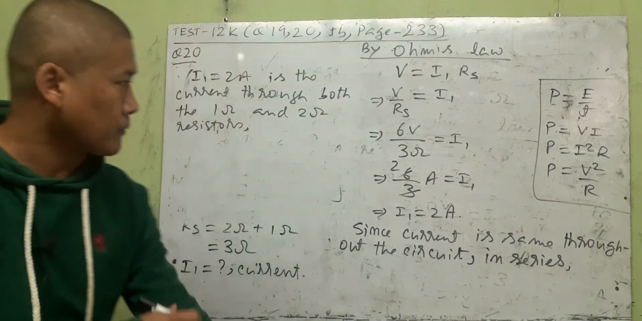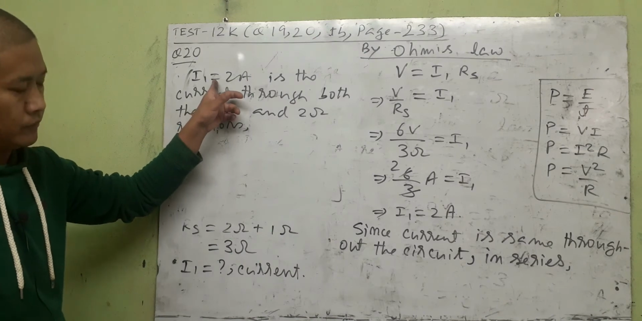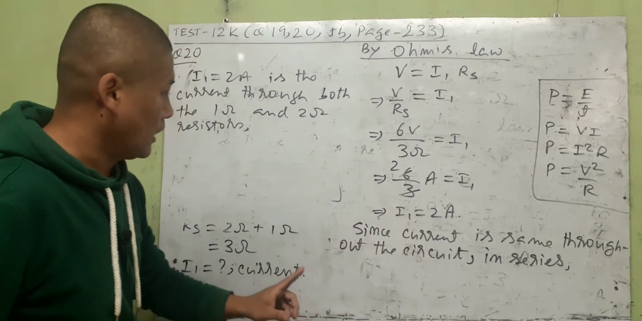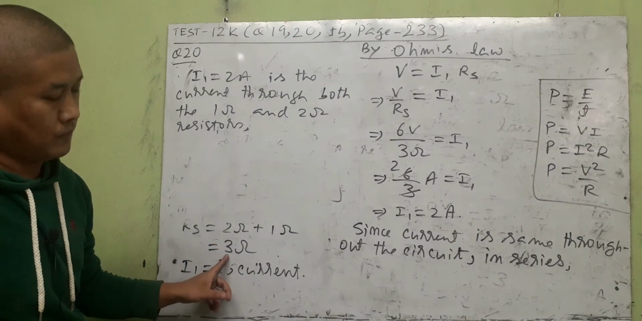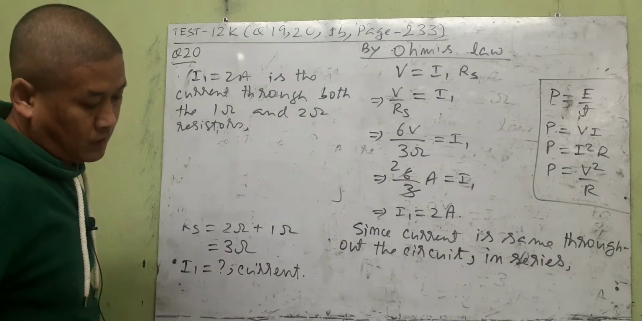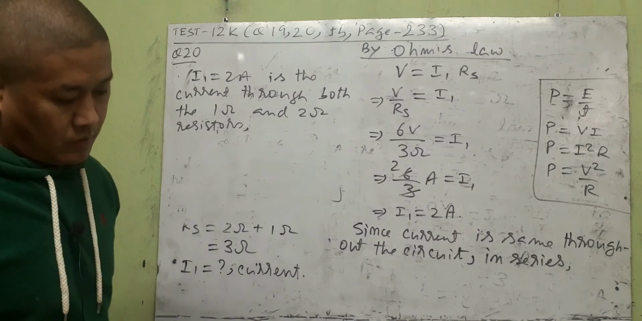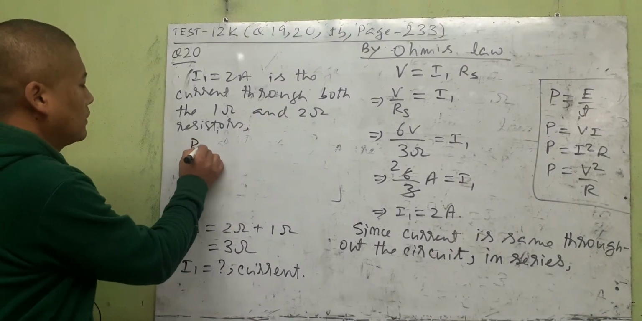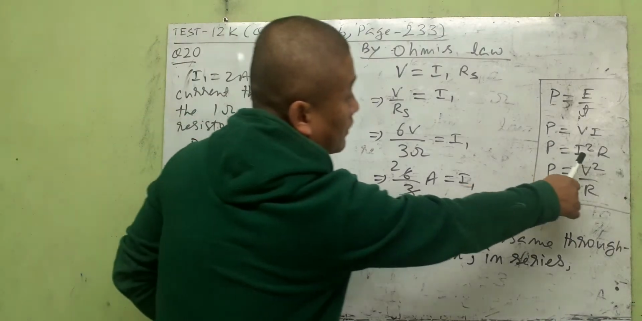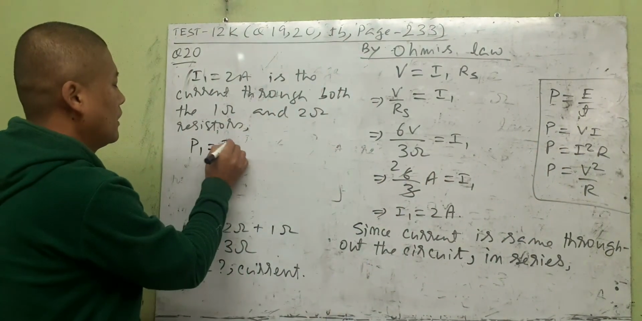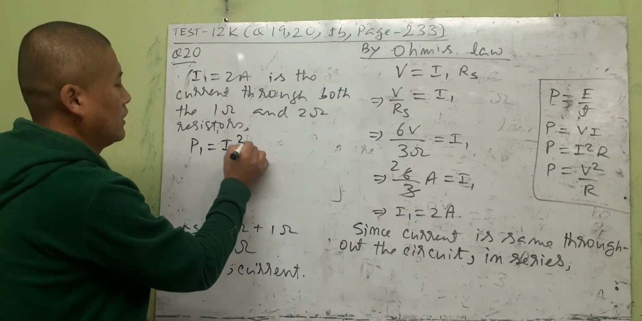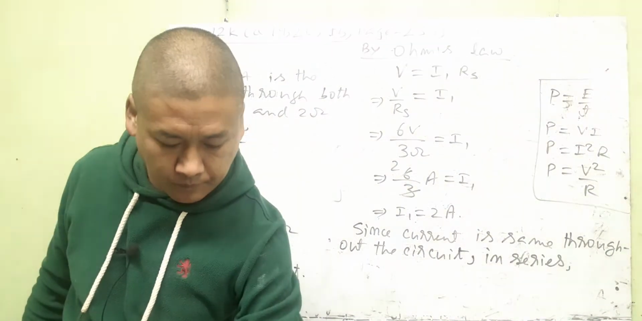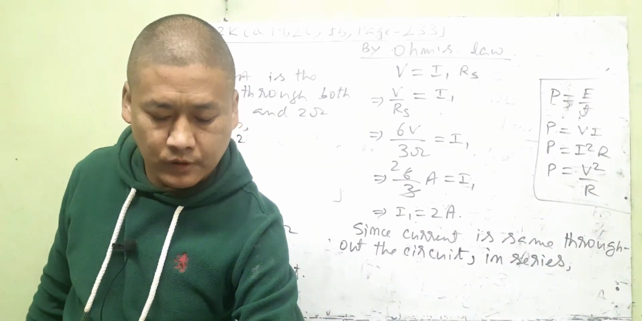So here, I is there, right? Then R is also there. See, RS, 3 ohm. So we can use that. So let us use through the 2 ohm. So P1 is equal to, we're going to use the appropriate one, I square R. In this case, I1 square. And the R we're going to use is, go back to question, see, power in the 2 ohm resistor.